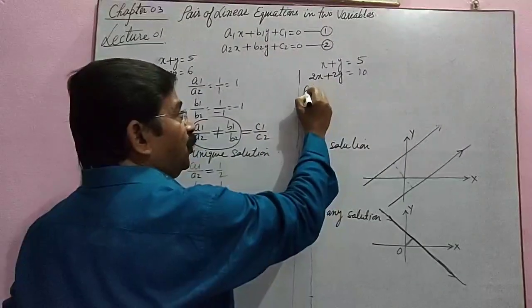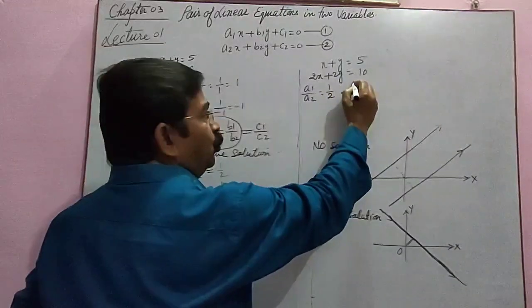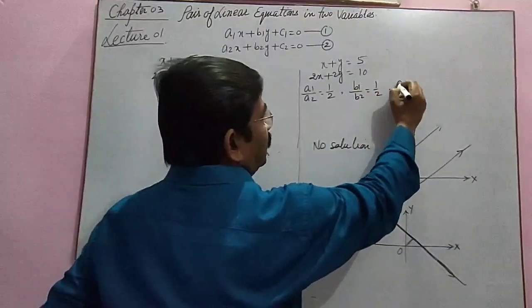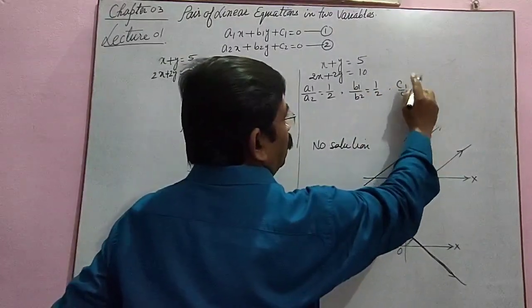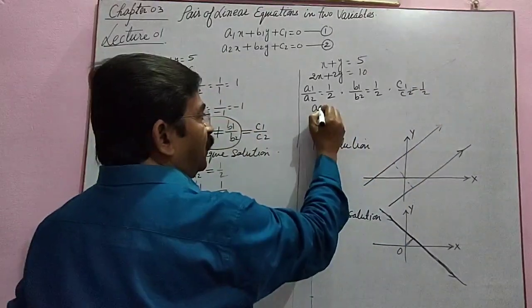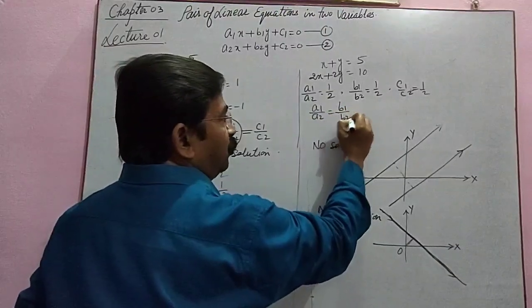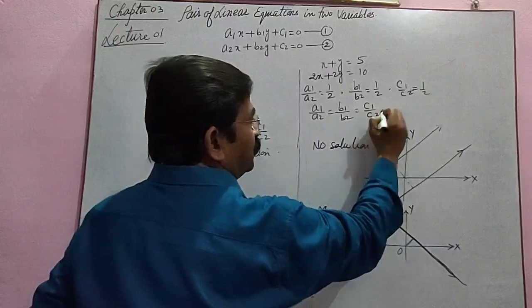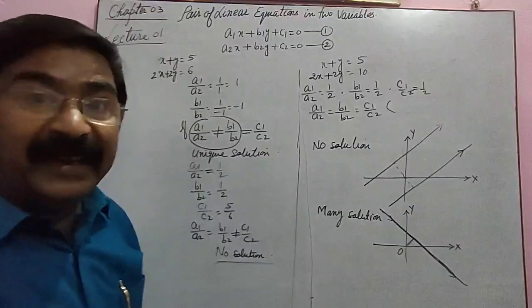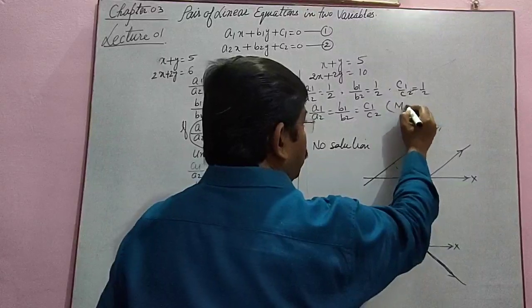So what is the ratio? We have a1 upon a2 is equal to 1 upon 2, b1 upon b2 is equal to 1 upon 2, and c1 upon c2 is equal to 1 upon 2. So what is the criteria? a1 upon a2 is equal to b1 upon b2 is equal to c1 upon c2, and this happens in case of many solutions.